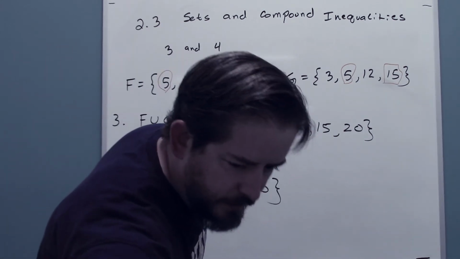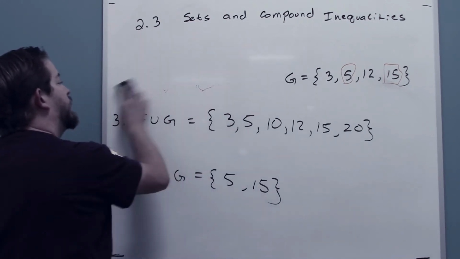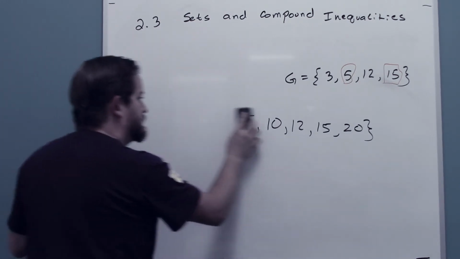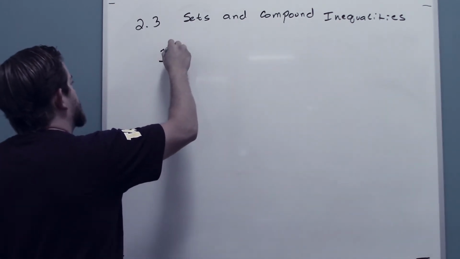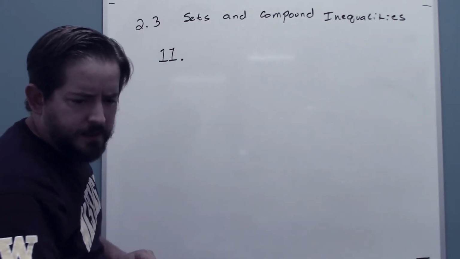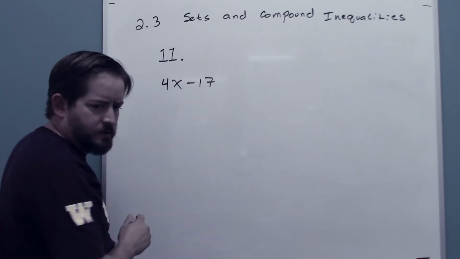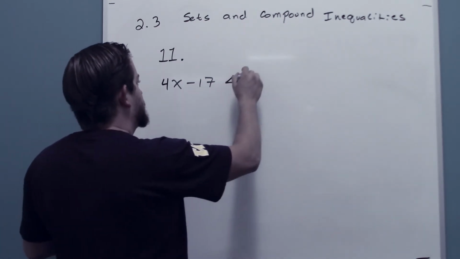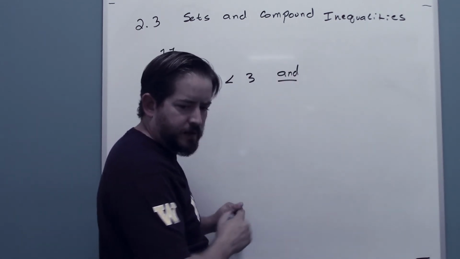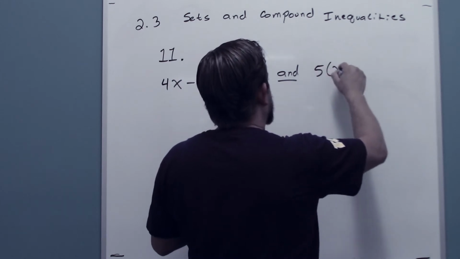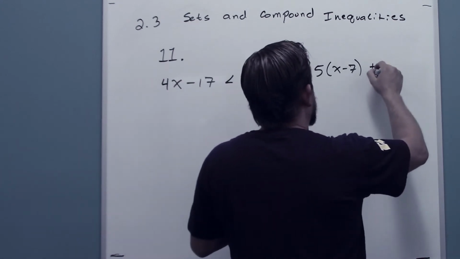Alright, let's take a look at 11. We also had 11 in here. 11 is a compound inequality. And it says 4x minus 17 is less than 3, and 5 times x minus 7 plus 10 is greater than 10.